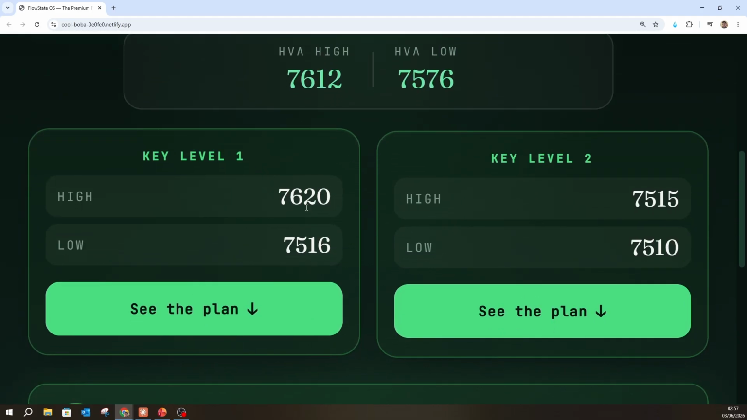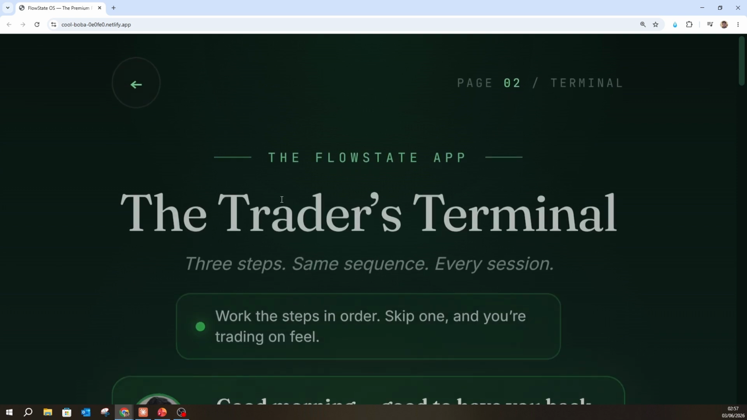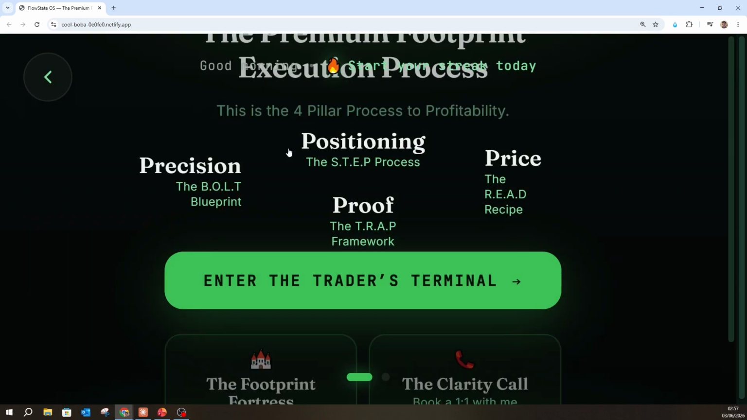So here's your first key level. Remember we typed in this key level 67.20 to 75.16, right? This is a typo. Ignore this. It should be 67.16. In fact, if you do make a mistake, you can actually go back and change it.